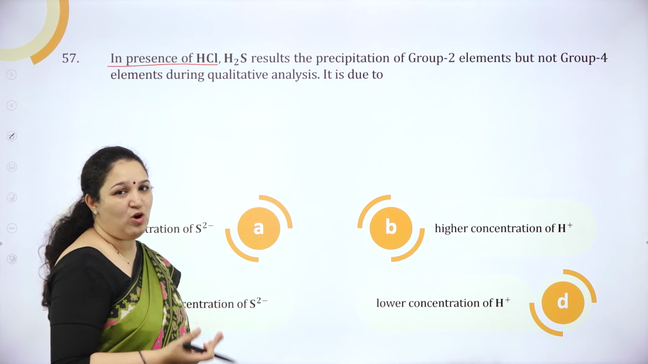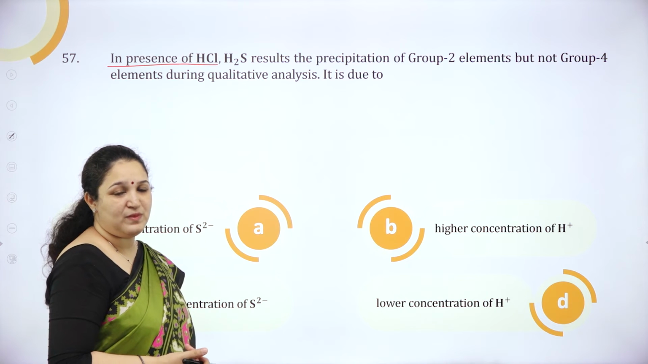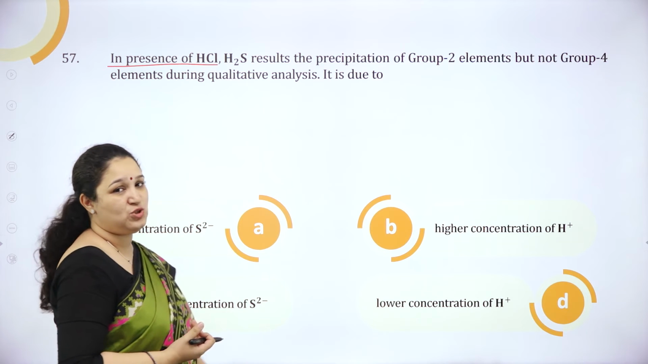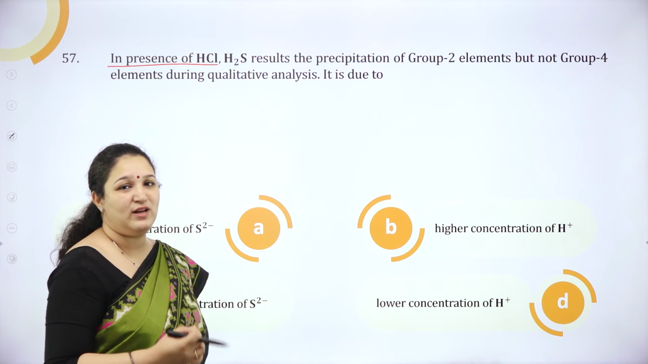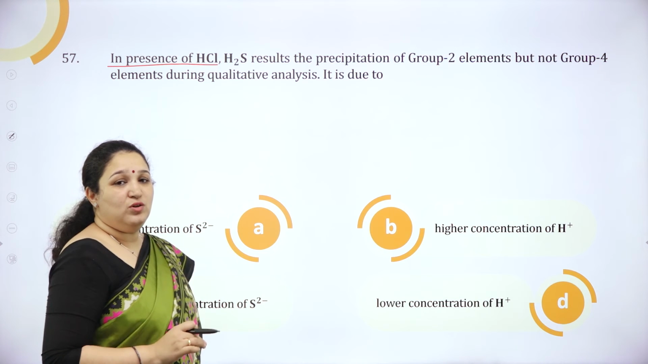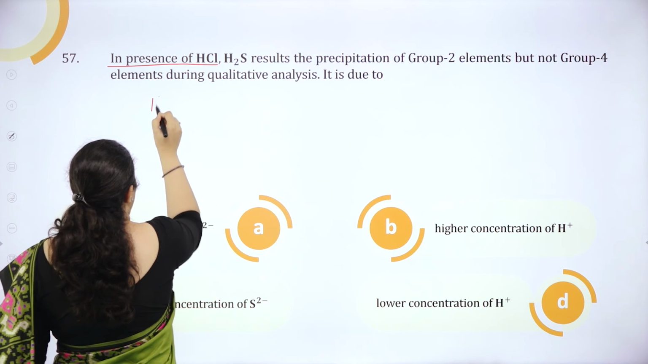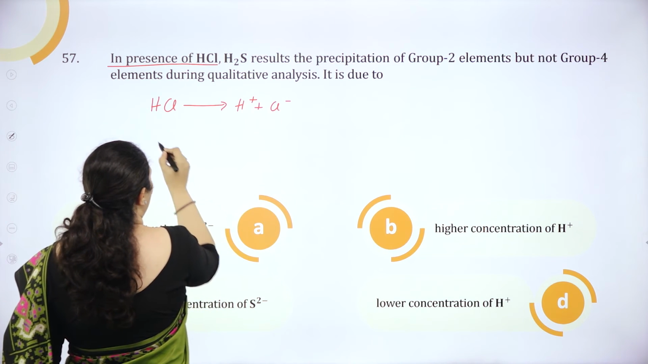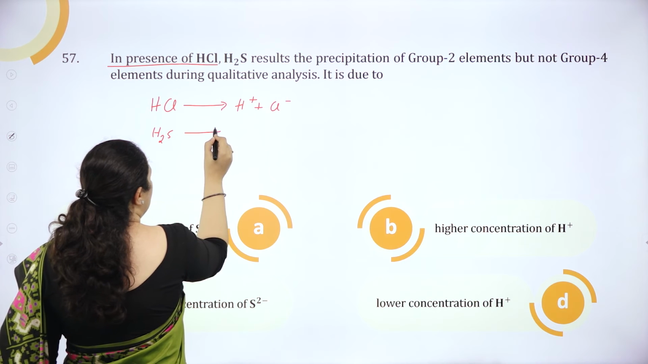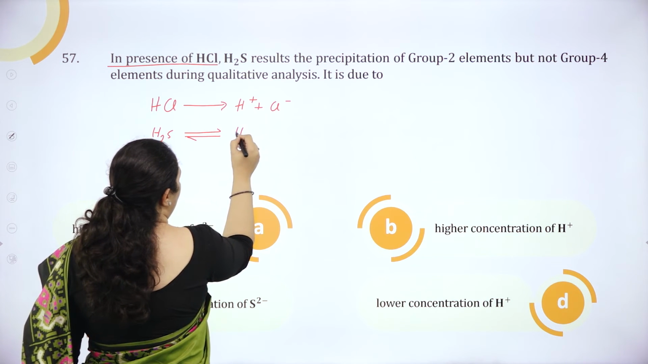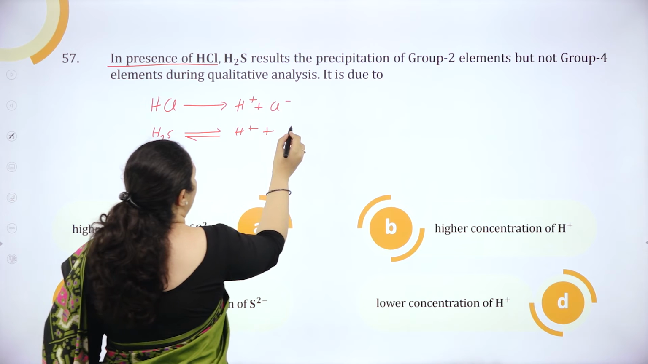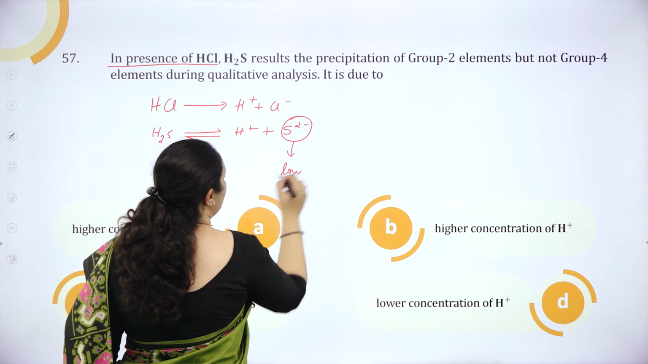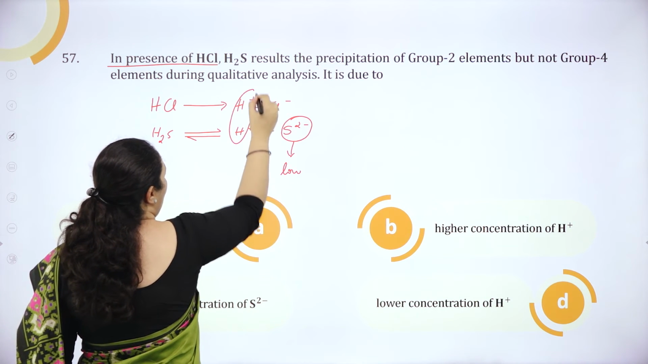So it is related to concentration over here. Okay. So which is the effect which we can see here in the presence of HCl when you add H2S? It is common ion effect. Correct? So what exactly is happening is HCl will completely dissociate to form H plus and Cl minus. Okay. Then when you add H2S, this will partially dissociate to give H plus and S2 minus ion. The concentration of S2 minus ion is low because of the common ion effect.